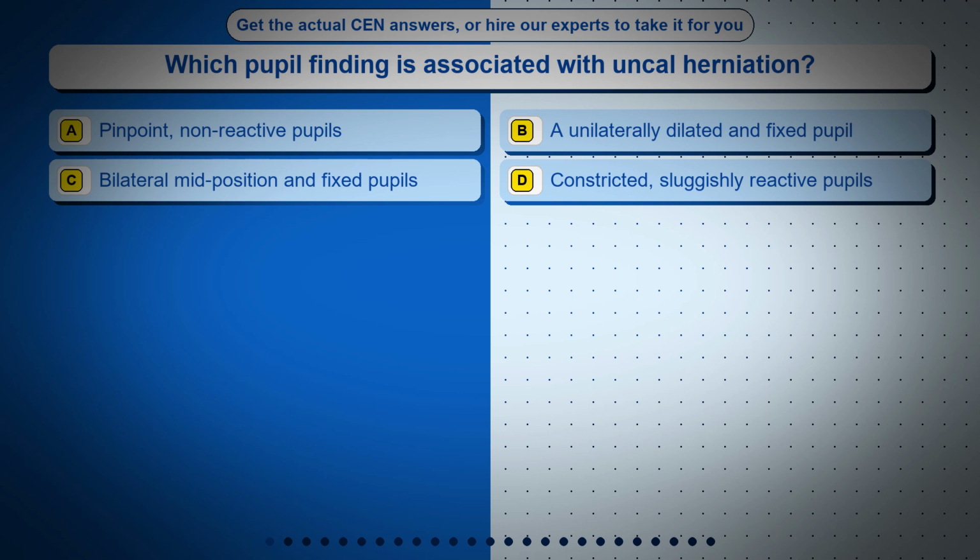Question 1. Which pupil finding is associated with uncal herniation? Option A. Pinpoint, non-reactive pupils. Option B. A unilaterally dilated and fixed pupil. Option C. Bilateral mid-position and fixed pupils. Option D. Constricted, sluggishly reactive pupils.